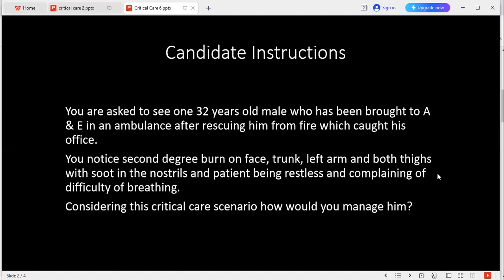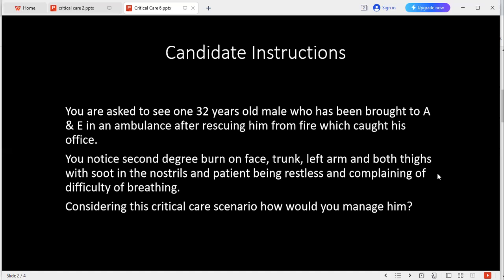first of all, I will look for the airways, for the signs of burns and inhalational injuries. As this patient already has soot in the nostrils, and there is airway edema, I'll consider intubation in this patient, where airway edema has already developed.